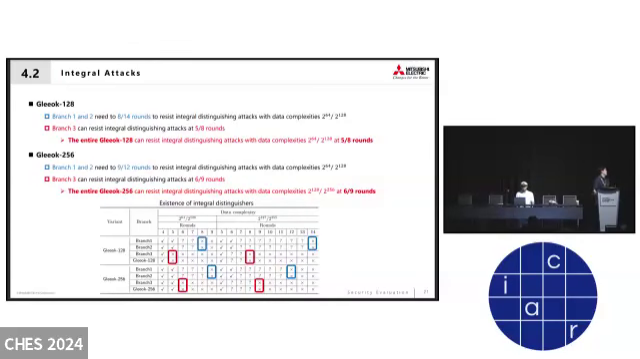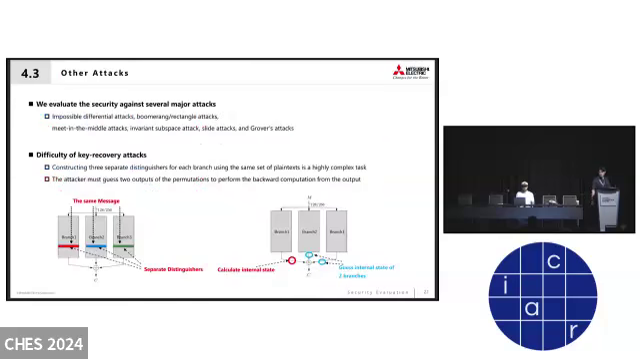And as I said before, the degree of the entire Greyhawk is reduced to the maximum degree among the branches. So Greyhawk 128 and Greyhawk 256-bit have the same security as their branch 3. And this slide shows the attacks. And yes, we did a lot of evaluations.